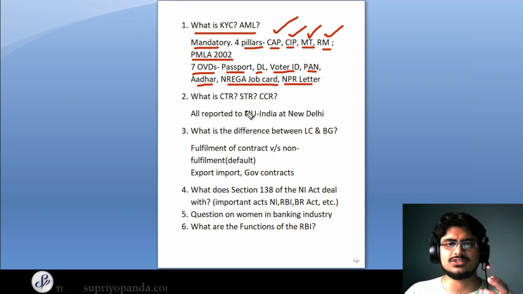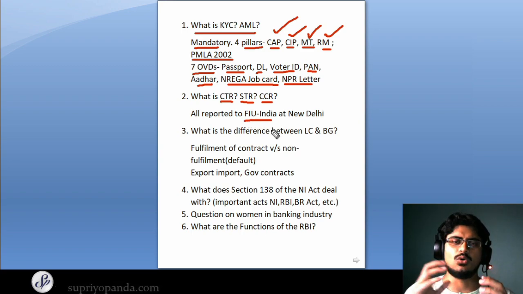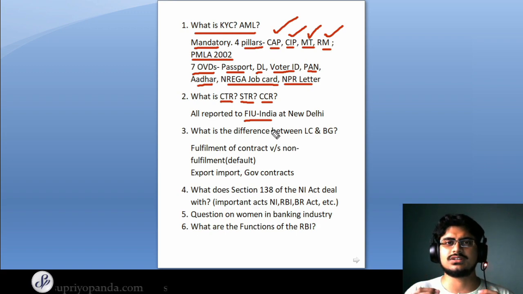So CTR stands for Cash Transaction Report, STR stands for Suspicious Transaction Report, and CCR stands for Counterfeit Currency Report. These are different kinds of reports that banks have to submit to their central authority, which is the FIU India, so that all of the suspicious transactions can be directly reported to the government.